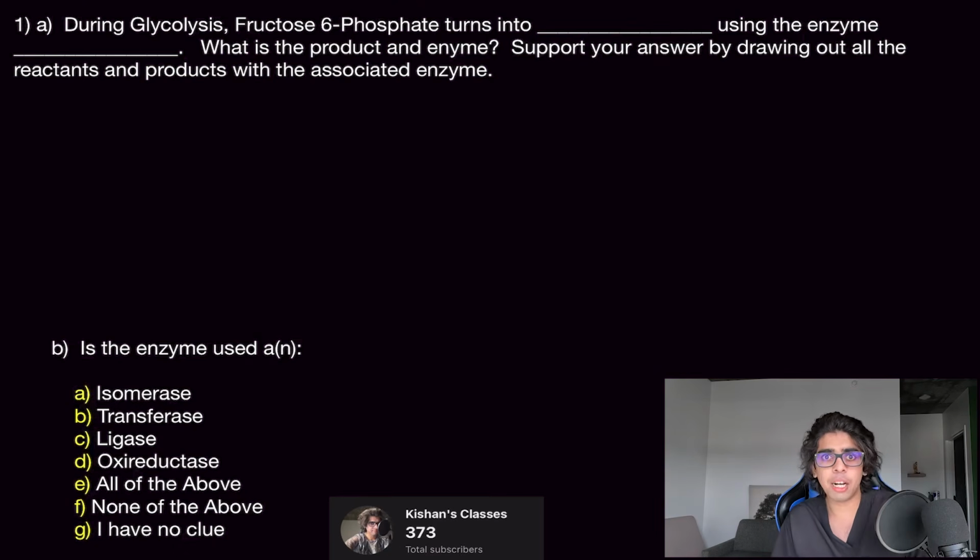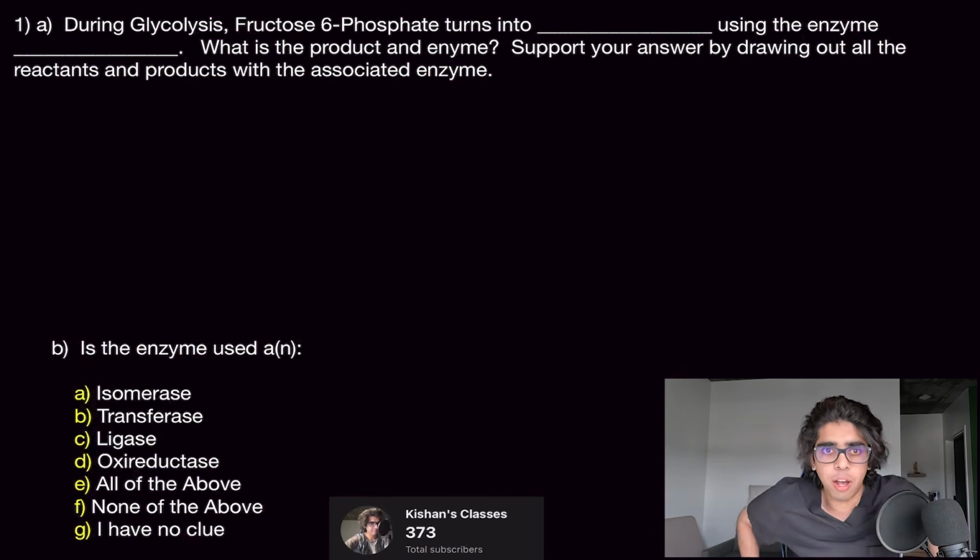Let's begin. Question number 1. During glycolysis, fructose 6-phosphate turns into blank using the enzyme blank. What is the product and the enzyme? Support your answer by drawing out all the reactions and products associated and the associated enzyme in this reaction.